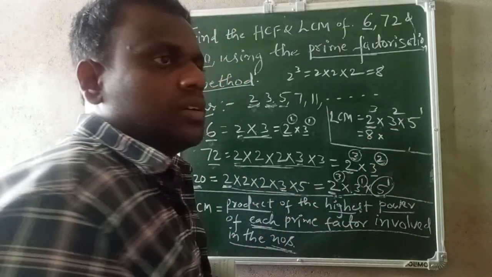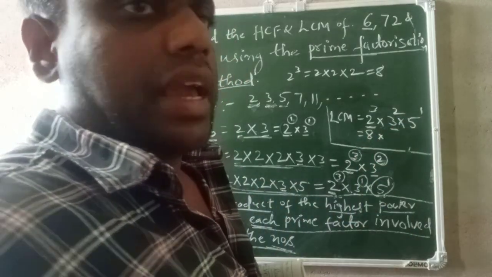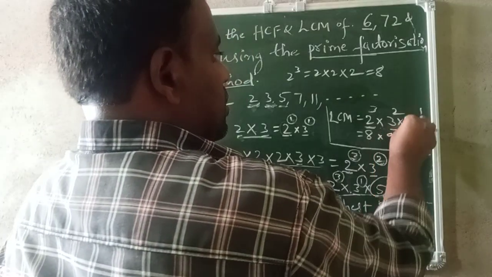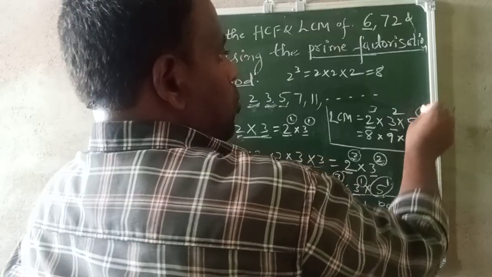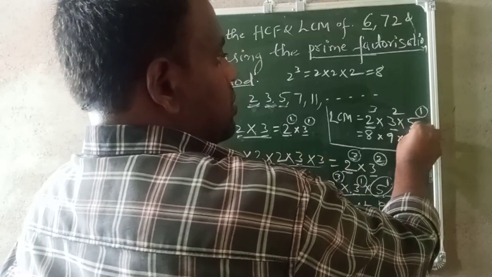3 square means 3 into 3. 3 3 is a 9. So 9 I will write here. Next into 5 to the power of 1. Since here 1 is there, so 5 to the power of 1 means we get 5 only.